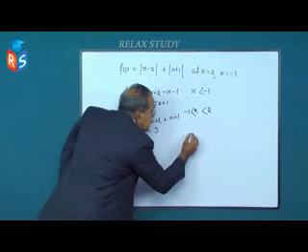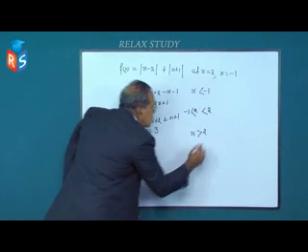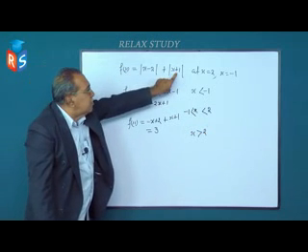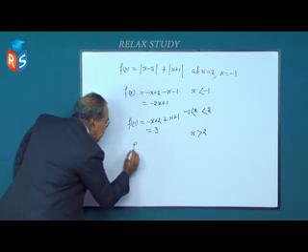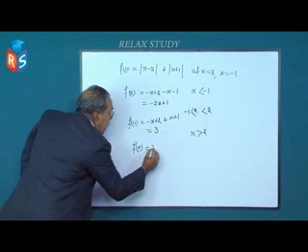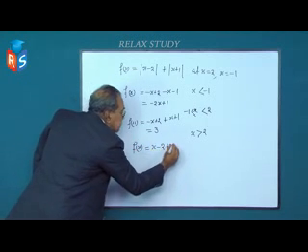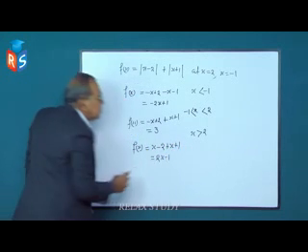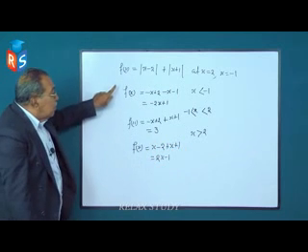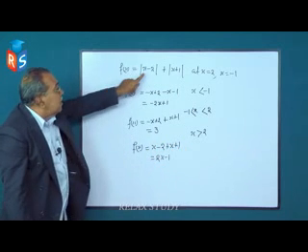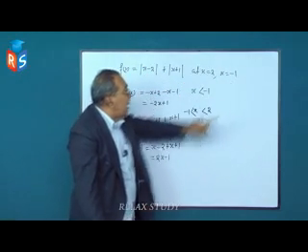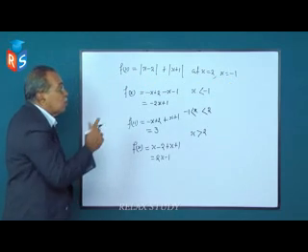And for x greater than 2, this is positive as well as this is positive, therefore f(x) is equal to x - 2 + x + 1, which is equal to 2x - 1. And you have to find the continuity of the function at x = 2 and x = -1. First we consider x = -1.